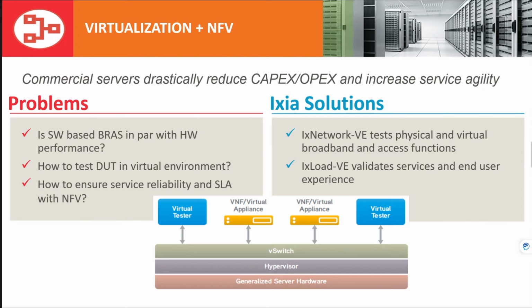The next customer was needing to see the difference of a virtual broadband remote access server versus a hardware one. Since IxNetwork has the flexibility of being both virtual editions and hardware, it can be used on most hypervisors and public clouds. In this case, they were able to test the access server in a virtual environment and validate the performance metrics.